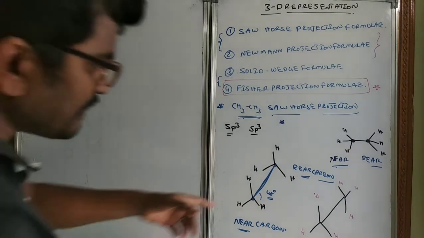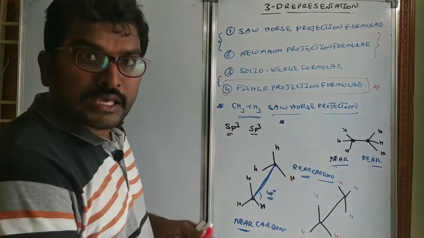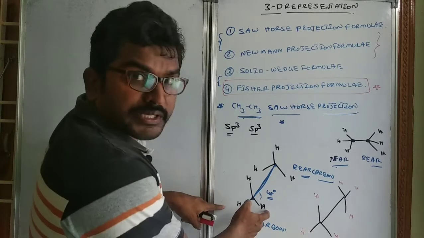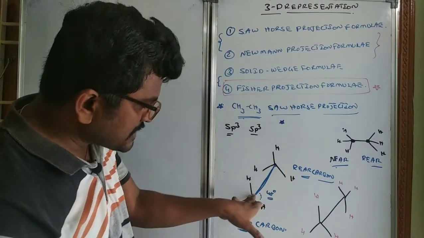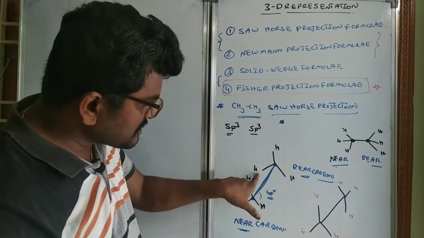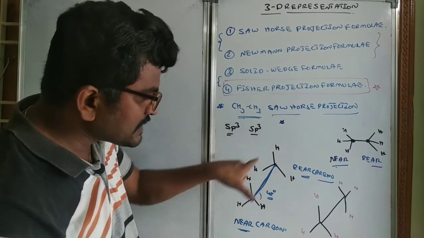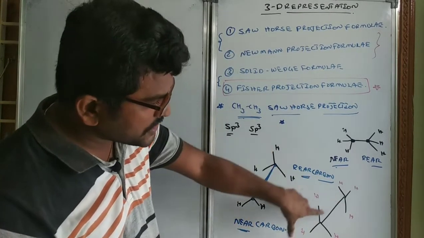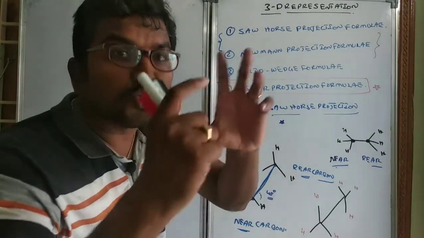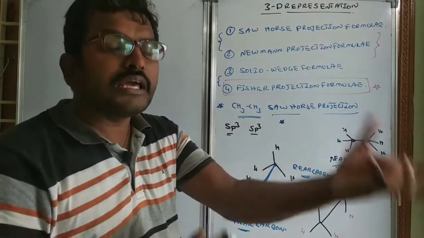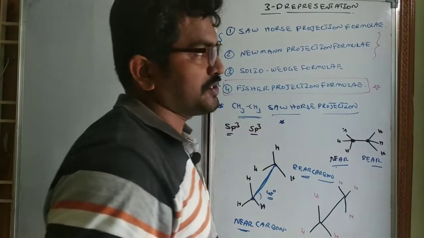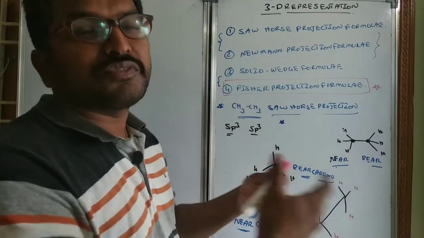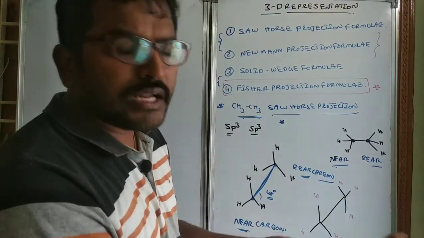So like this, whenever you imagine this thing, of course it is a two-dimensional representation. You can have a three-dimensional view, imagining this is a stand with these hydrogens working as legs and these acting as arms, and here also you can imagine the same thing. Like this, in a two-dimensional thing you can imagine a three-dimensional formula. That is nothing but the Sawhorse projection formula. You can imagine it for any compound.